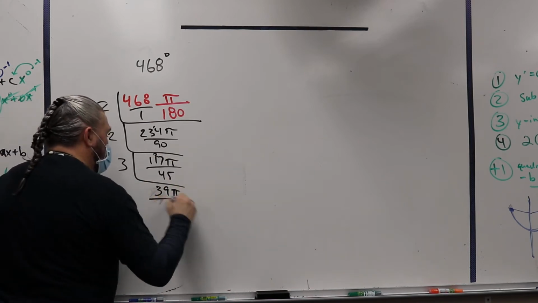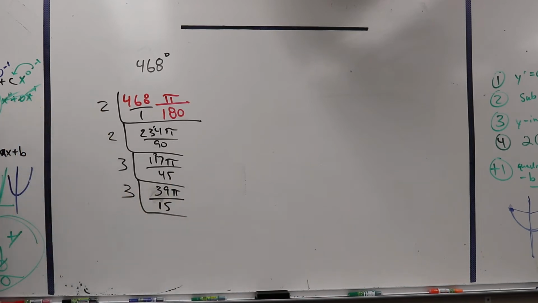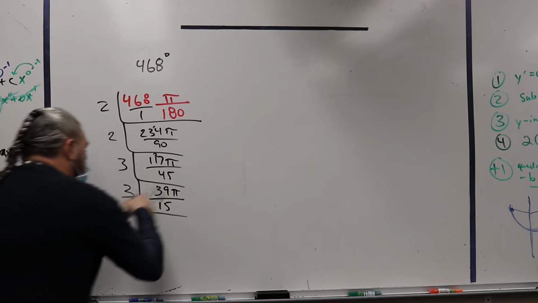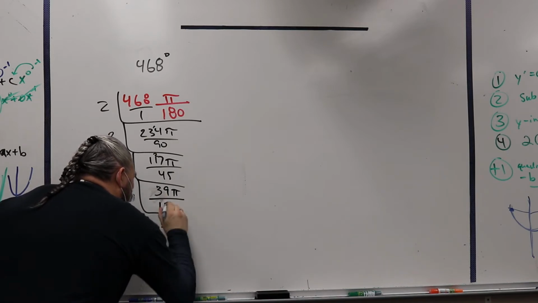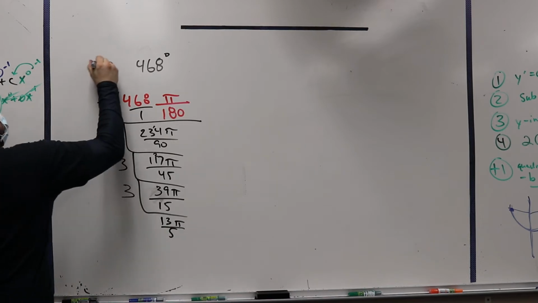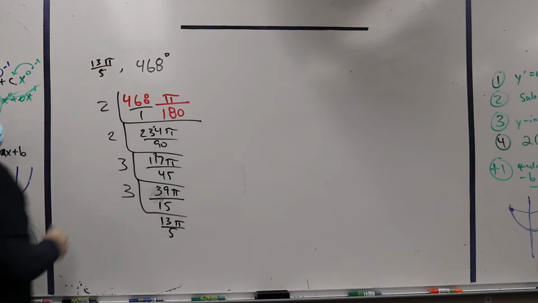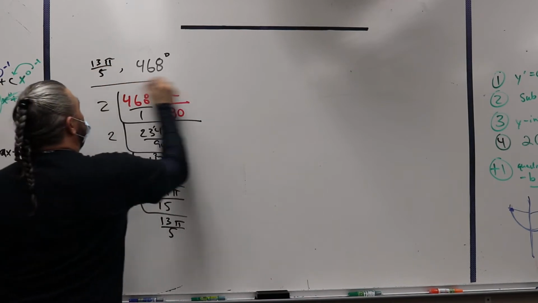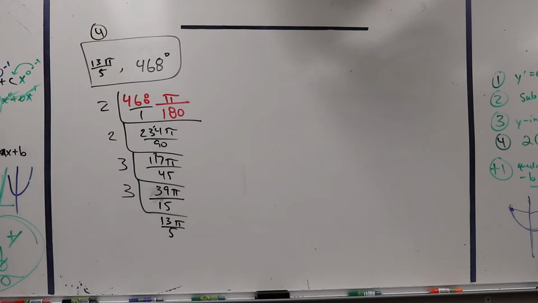39 pi over 15. Oh, well, 3 goes into both of those, right? How many times? 13 over 5. 13 pi over 5. We got to our 13 pi over 5. And that's our radians, right? Fun times. So that's 4 points right there. Cool. That was a good way to get there.